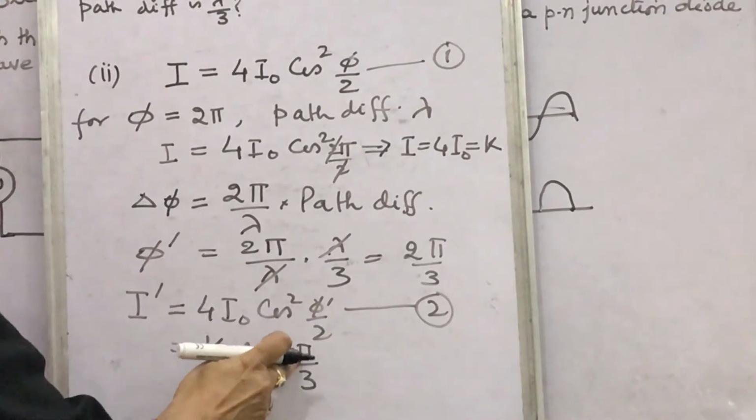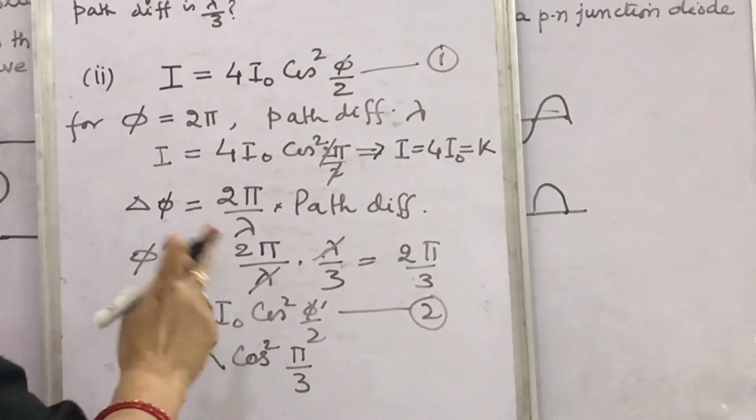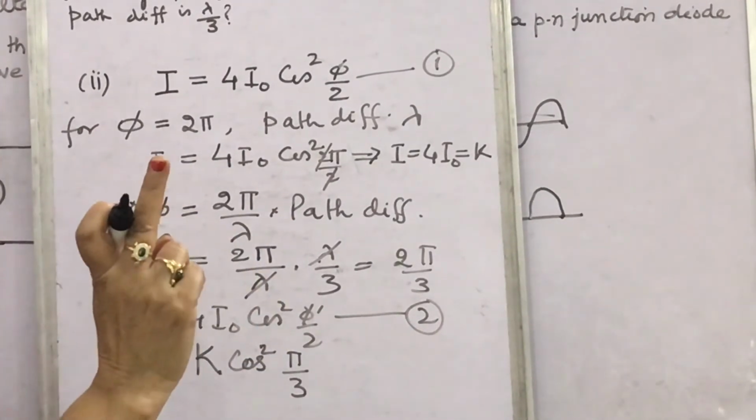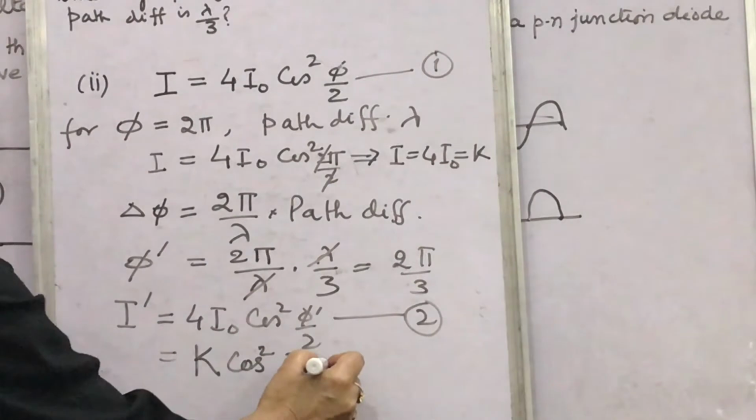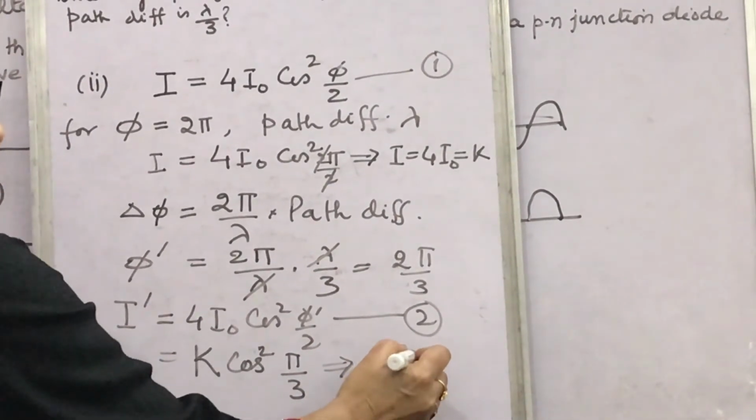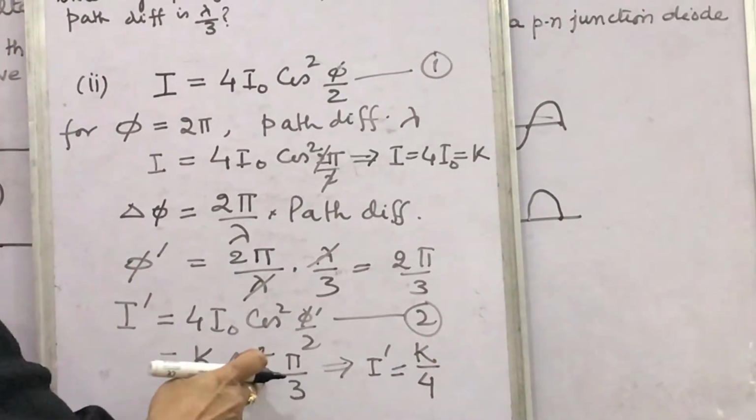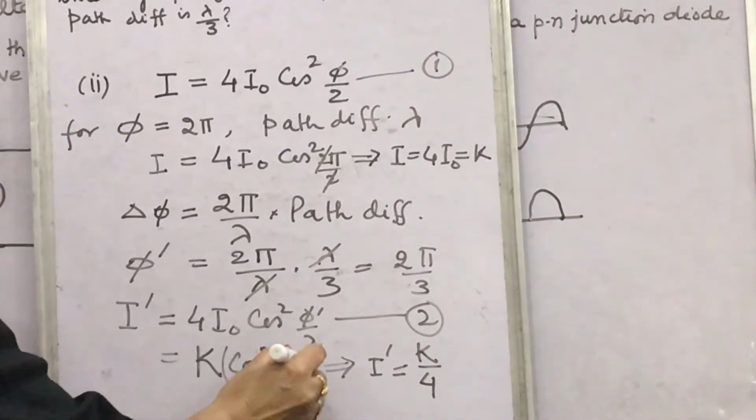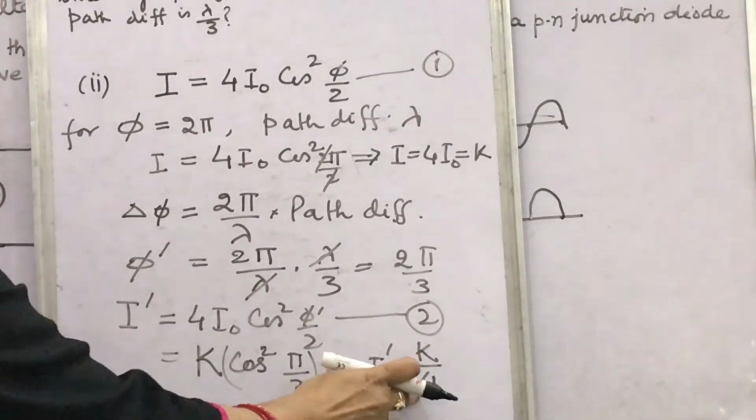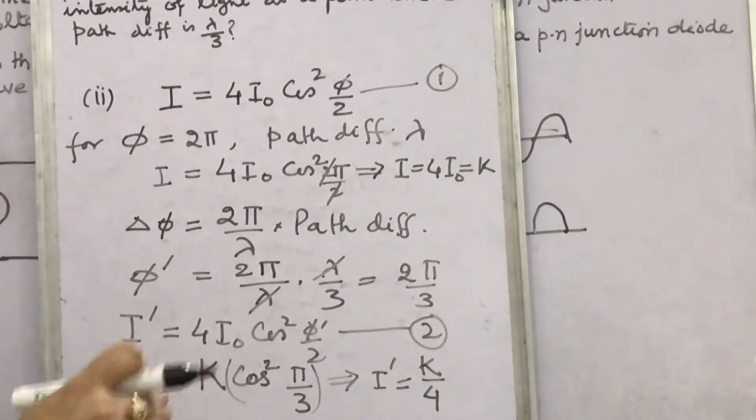You know pi radian is 180 degree, then pi by 3 will be 60 degree, and cos 60 is half. Then what will be the answer? This shows that I dash will be k by 4. Why k by 4? Because cos pi by 3 is half, and half squared is 1 by 4. So this will become k by 4. So in this way, you have to solve this question.